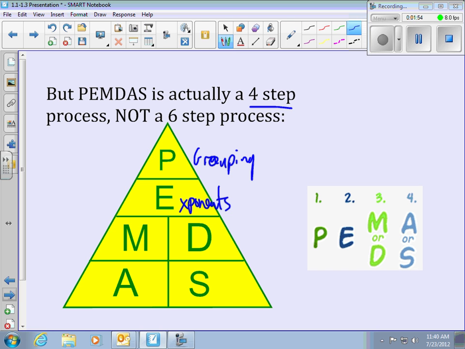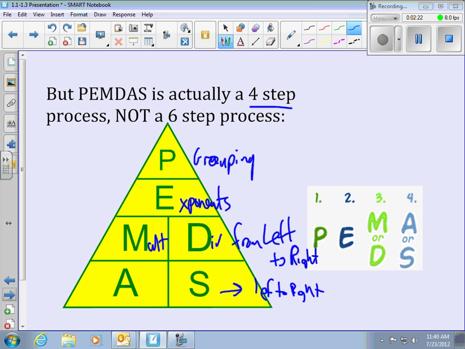And of course, M is for multiplication, D is for division, but it's multiplication and division from left to right. Also, A is for addition, S is for subtraction, and these are also from left to right. What I'm basically saying is this: you might have multiplication right here and division in the same problem, but you might do division first because the division problem is before the multiplication problem. It doesn't matter whether it's multiplication or division, it's which one shows up first, left to right.